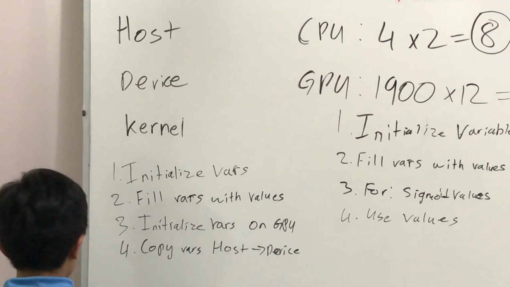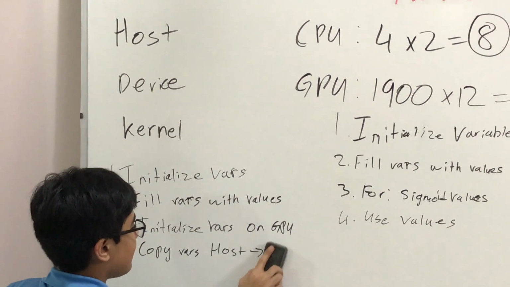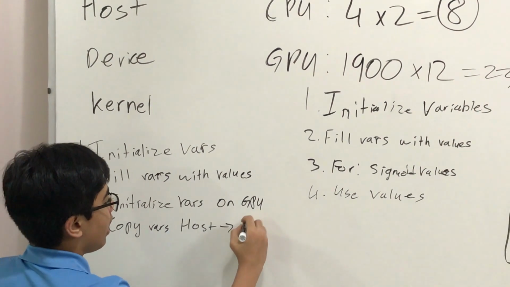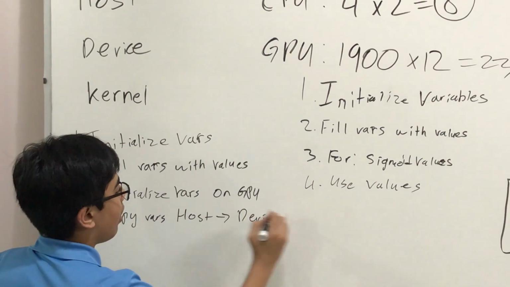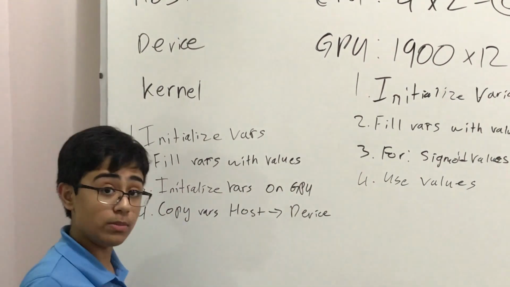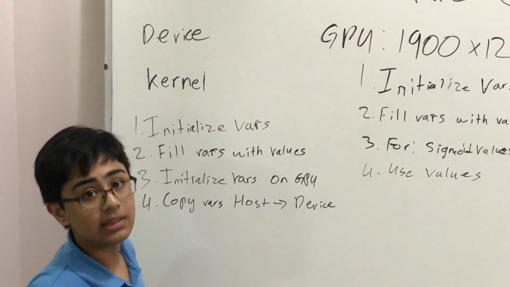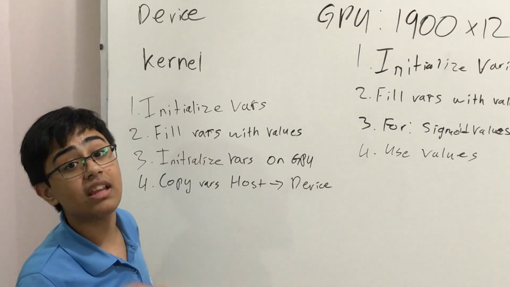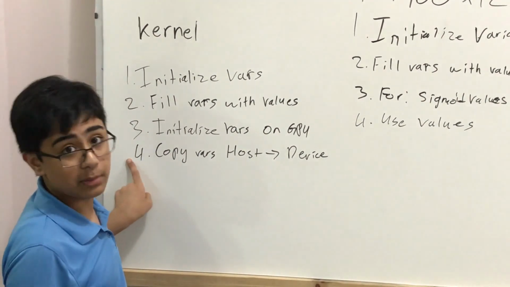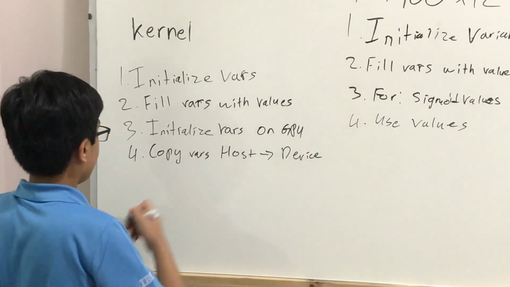So as you can see, basically what this will do is it will take the variables that actually have values in them that you created in step number 2, and it will copy them onto device memory into the variables you initialized on the GPU. This will allow the kernel to access these variables very, very quickly. After that, of course, you'll copy those variables onto the device from the host.